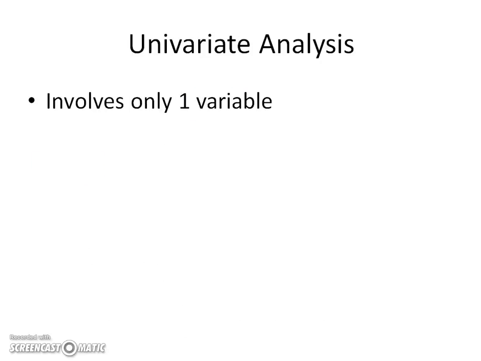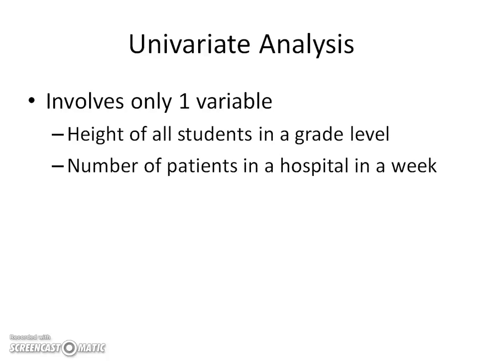In this chapter, we will be talking about univariate analysis. We'll only be talking about univariate analysis. Uni means one, and variate involves some sort of variable. So univariate means we are only involving one variable. So for example, if I would like to find out the height of the students in a grade level, maybe for example grade 11 or grade 12, I want to find the height, right? So that would be only one variable. In this case, that would be height.